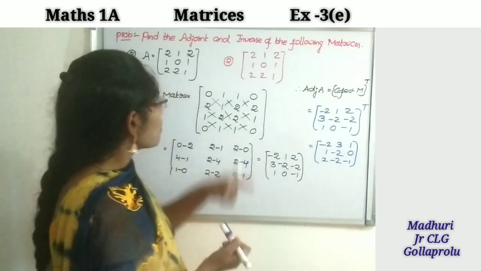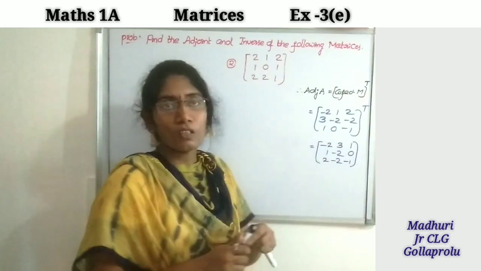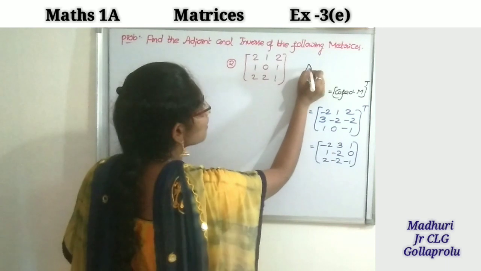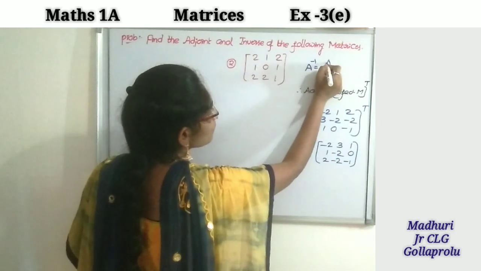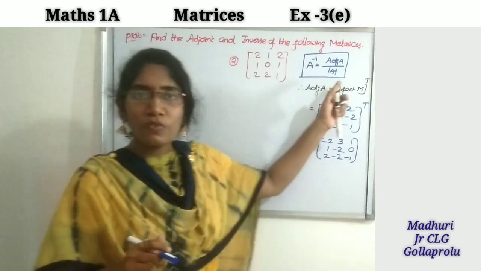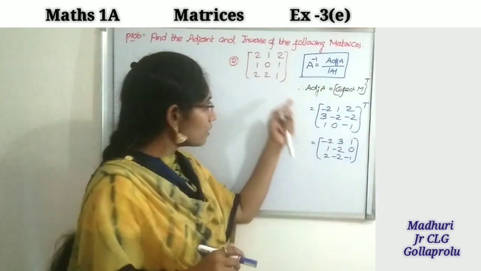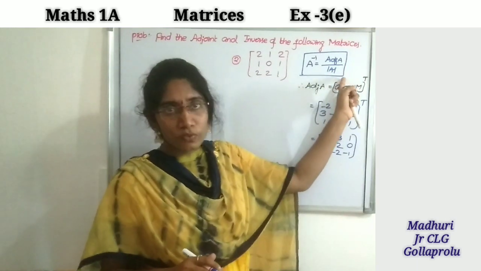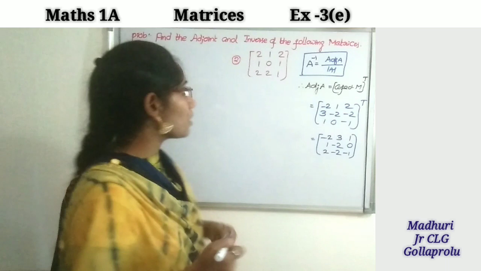What is next? Also find the inverse of the matrix. What is the A inverse formula? A inverse is equal to adjoint A by det A. So this is the formula for finding the A inverse value. Already here we have the adjoint A matrix. Now what we want is the value of det A only. Finding that value.